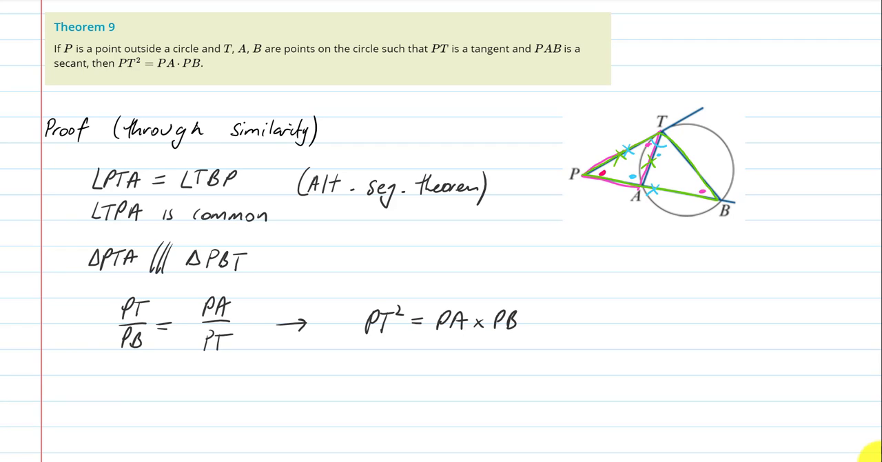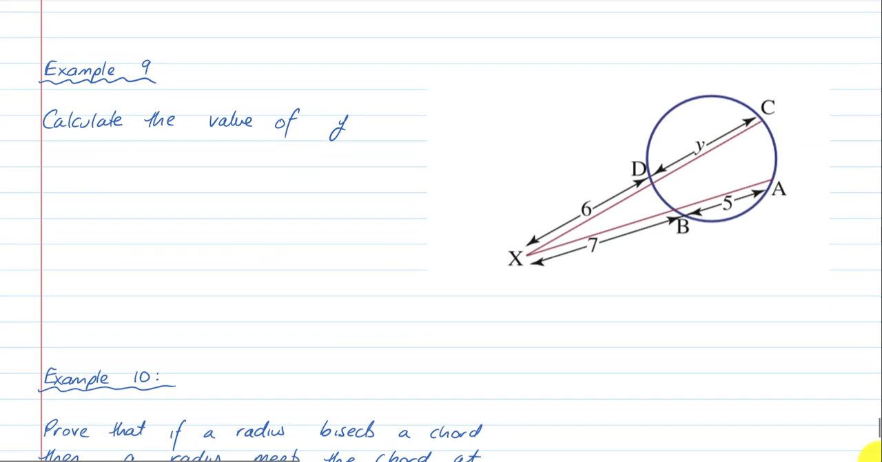So there's our two proofs of theorem 9 and theorem 8. Let's look at a couple of examples, and then we're done for circle theorems. So, example 9, calculate the value of y.